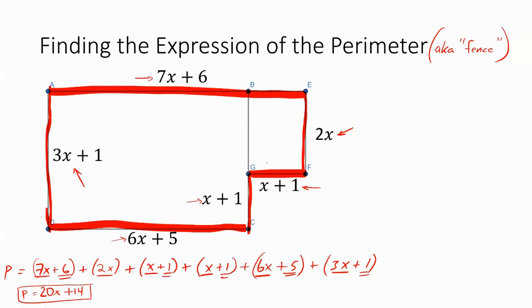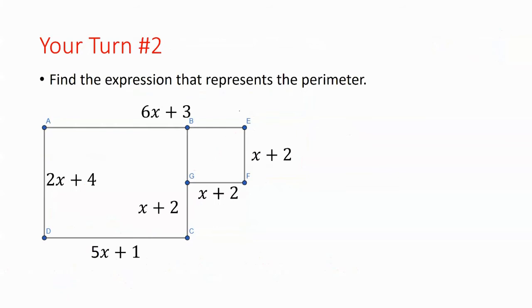Okay, so again, perimeter just means count the outer fence. Notice how I'm not really focused on BG because that's not the outer fence. I'm just worried about the outer edge. So you just combine them, add all those expressions up, then combine like terms, and there you go. All right, your turn, number two, same concept. You are working with the perimeter. So again, just like my previous example, try it out and show me what you got.